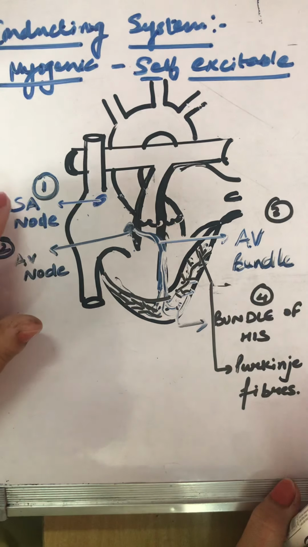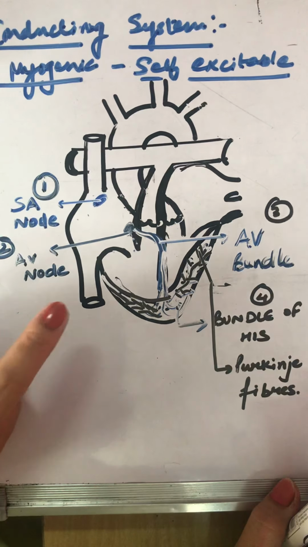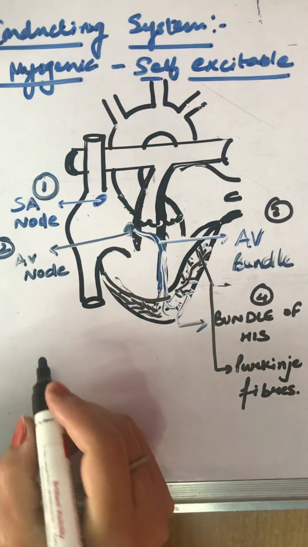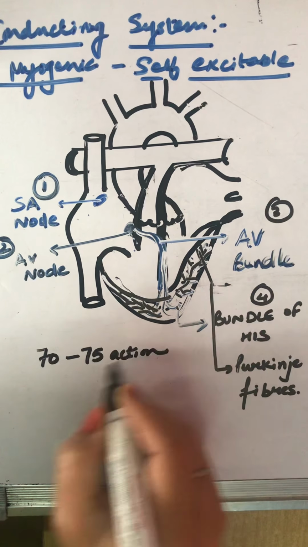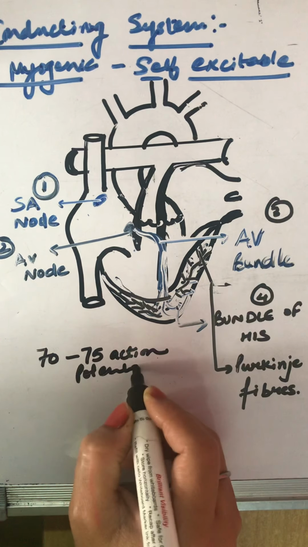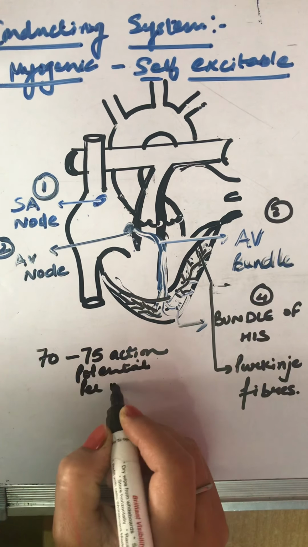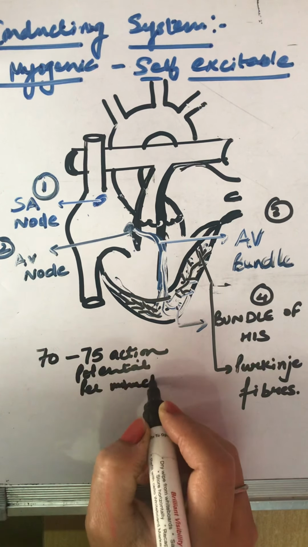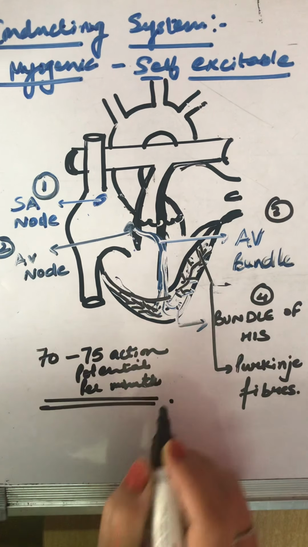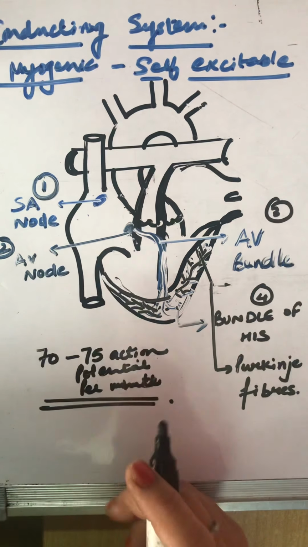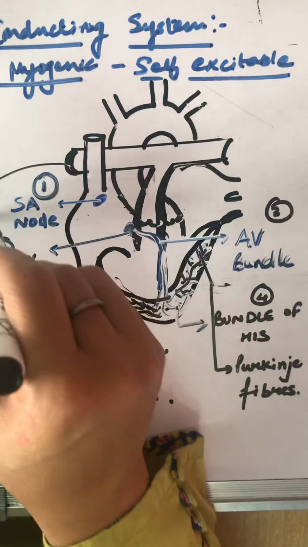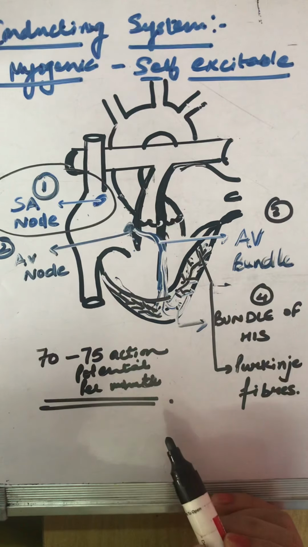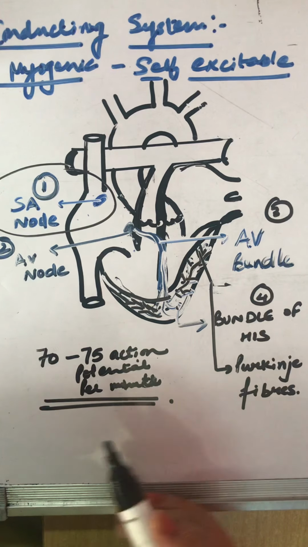The SA node basically generates a maximum of 70 to 75 action potentials per minute. Since it is responsible for initiating and maintaining the rhythmic contraction activity of the heart, it is known as the pacemaker of the heart. This SA node is known as the pacemaker of the heart.